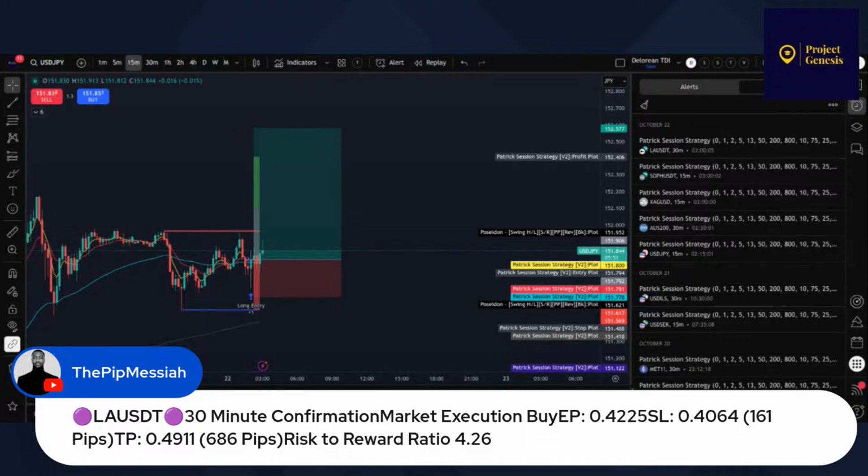So just as a review, we've got a buy on US dollar versus Japanese yen. We have a buy on Australian 200. We have take profit smash on XAI versus Tether. We have a sell on silver versus US dollar, a buy on soft versus Tether, and a buy on LA versus Tether.